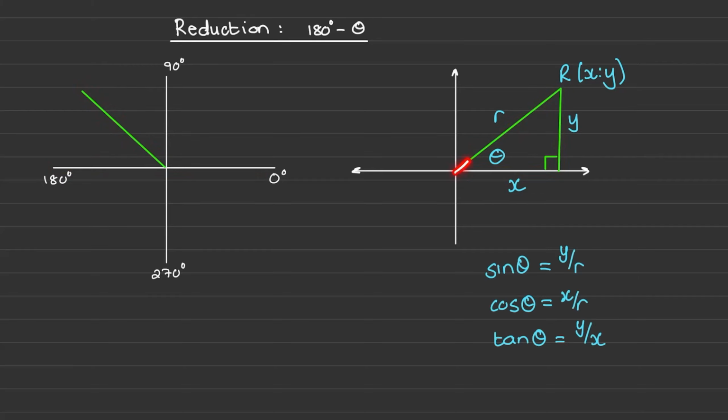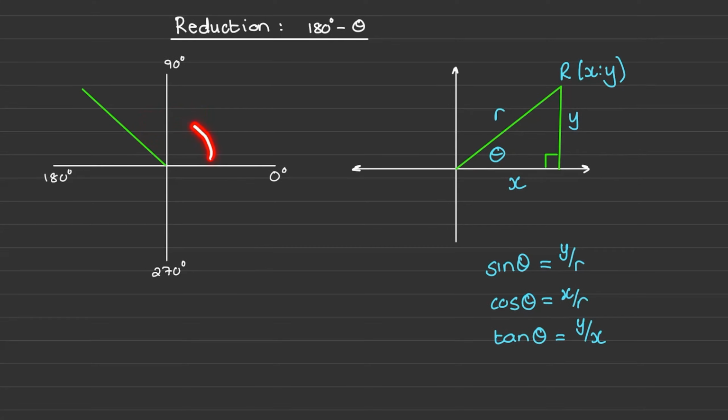So if theta is an angle in the first quadrant and we take that line and create a right-angle triangle, we know that the trig ratios can be found in that triangle. So that means that sine theta is y over r, cos theta is the adjacent over the hypotenuse, and tan theta is the opposite over the adjacent. Now let's apply that same principle when the angle is formed in the second quadrant.